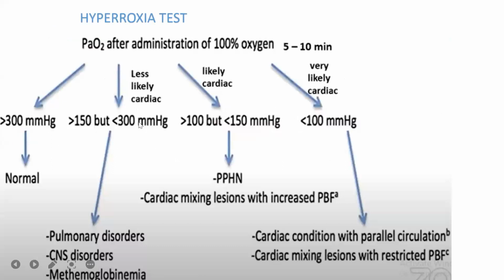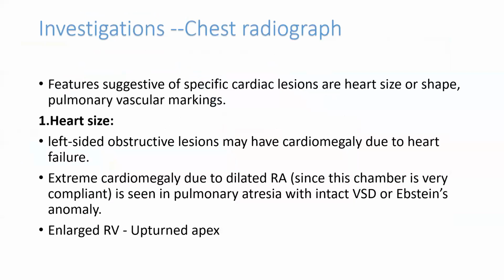Between 150 and 300, then that's likely pulmonary disorders or central nervous disorders, which affect your respiratory center in the brainstem, or methemoglobinemia. If it's between 100 and 150 millimeters of mercury, likely to be PPHN, persistent pulmonary hypertension of the newborn. If it's less than 100 millimeters of mercury, then likely you are dealing with a cardiac, congenital heart defect.